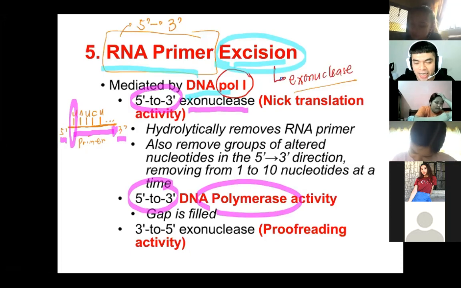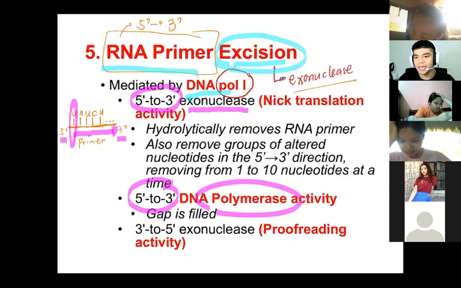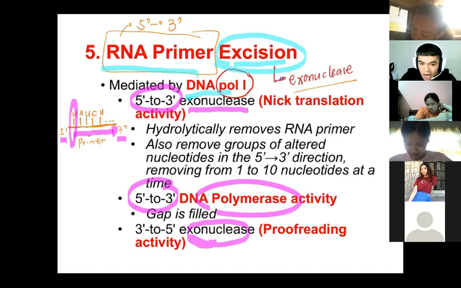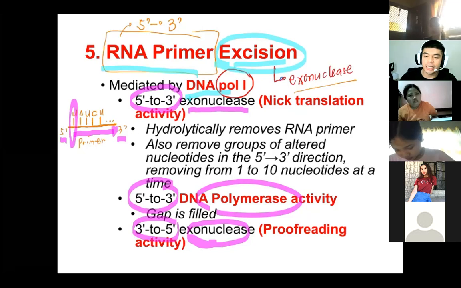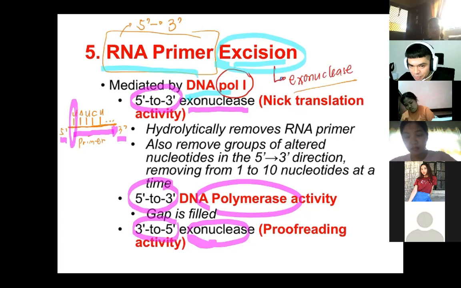And finally, yung ipinalit niyang DNA nucleotide, nililingon niya ulit pabalik. Tama ba itong nailagay ko? Anong tawag kapag nililingon? Exonuclease. So kung nililingon, kabaliktaran ng direksyon yon. So it becomes 3' to 5' exonuclease action. So that is the proofreading activity by polymerase 1.